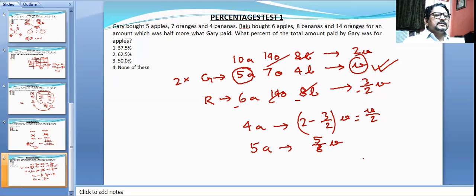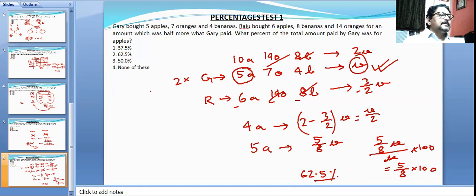So what is the percentage? The percentage is (5/8 V)/V times 100, which is 5/8 times 100. Now 1/8 as a percentage value is 12.5. So 5/8 will be 12.5% times 5. That's 62.5%. So that's our answer. Done.